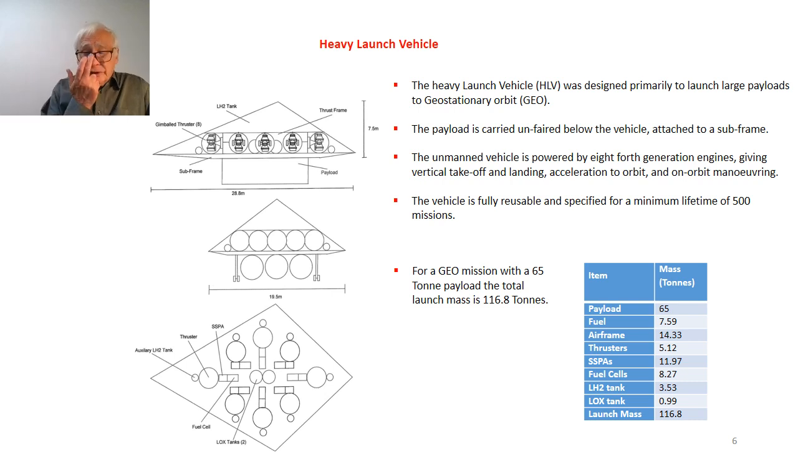The vehicle was originally specified to be fully reusable and specified for a minimum lifetime of 500 missions. This, as you'll see later, gives a very low-cost launch to geostationary orbit. For a GEO mission, we can carry 65 tons of payload, and you'll see from the mass budget given in the slide, you get a total launch mass of 116.8 tons.